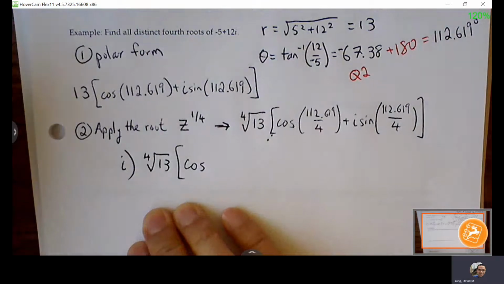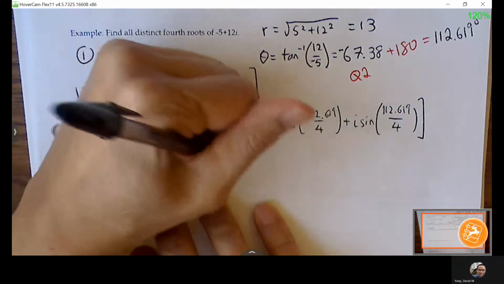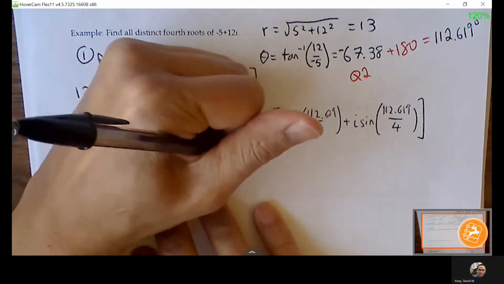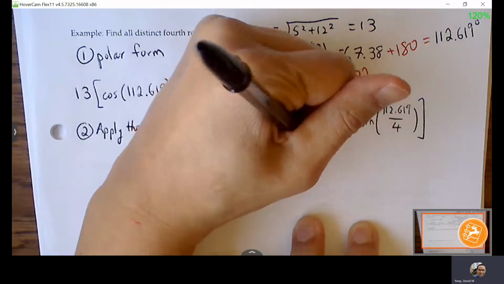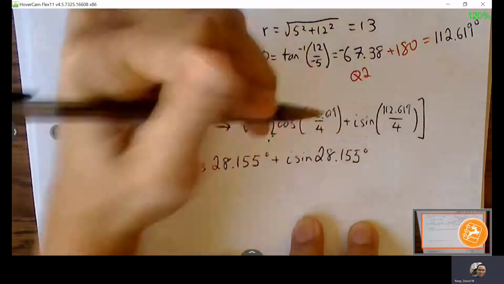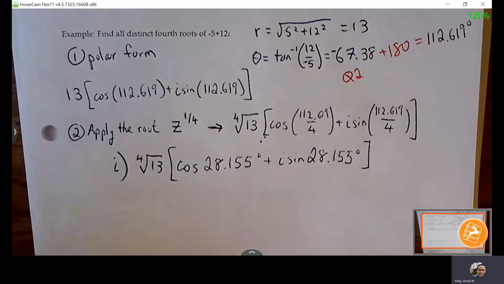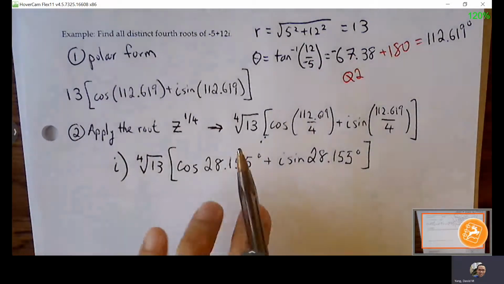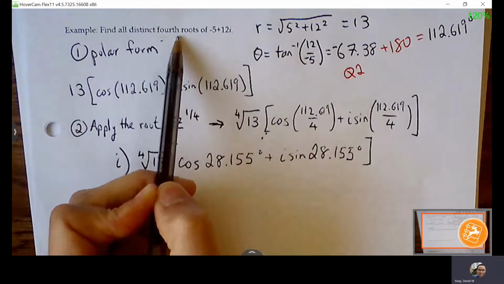112.119 divided by 4, and sine is the same degree. Okay, polar form, applying the roots. Now we have to look for the other 3 solutions, right? There's one solution. Fourth root tells us that we have 4 total solutions.